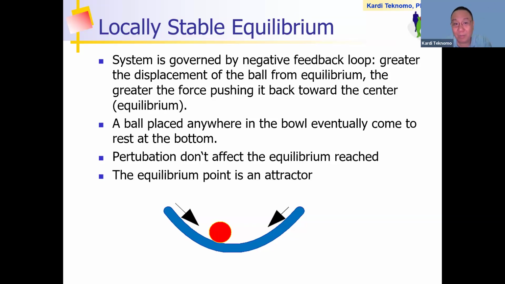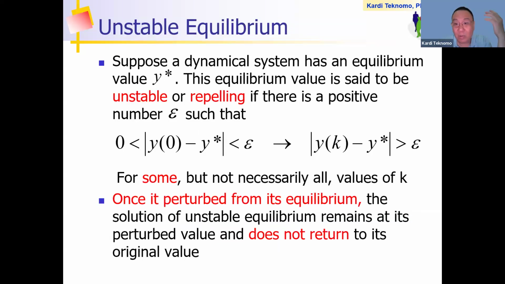Okay, stable equilibrium is an attractor. The next equilibrium is called unstable. What is this? Unstable is also called repelling. That means when you have perturbed from equilibrium, when it is unstable, it will not return to the original value.